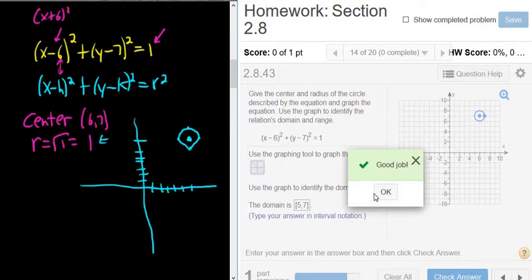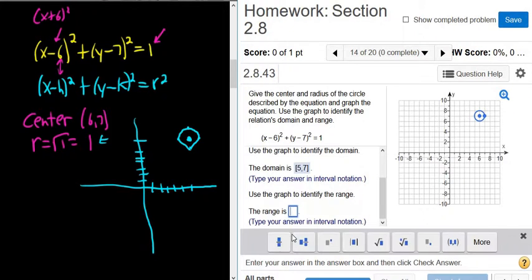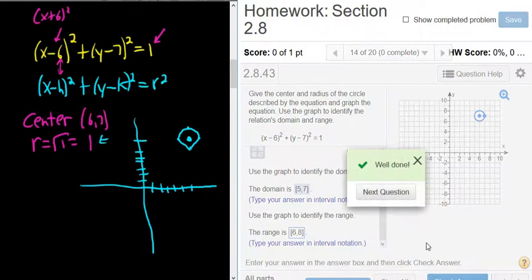Good job. And then the range is all the y values. So from this picture here, the smallest y value is 6, and the biggest one is 8. So 6 to 8. It's always brackets for these, by the way. 6 to 8, bracket, check answer. That's it.